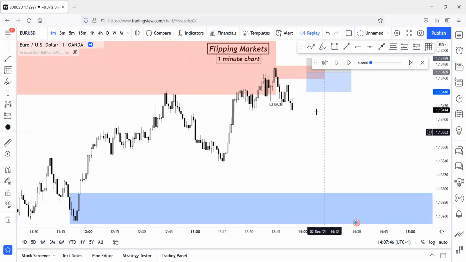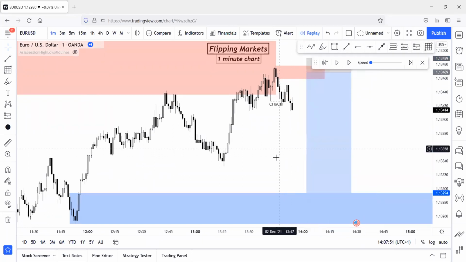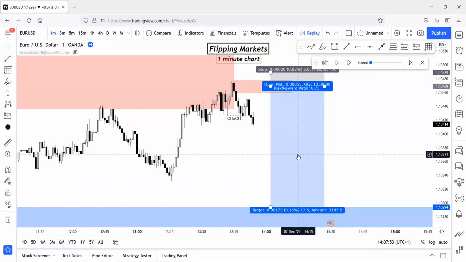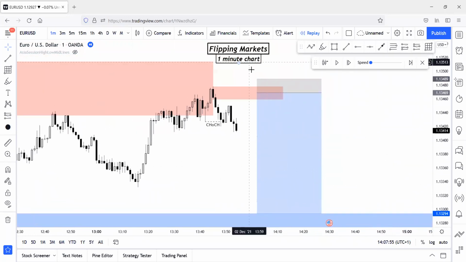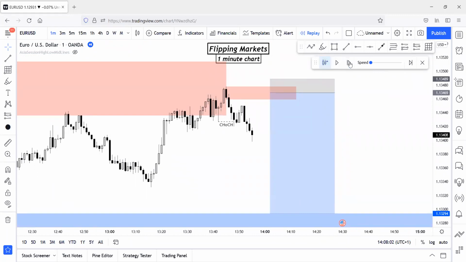And our first target could be the first 5-minute demand zone I just marked. So this trade will be 1 to 9, barely. So let's play price forward. Let's see what happens.